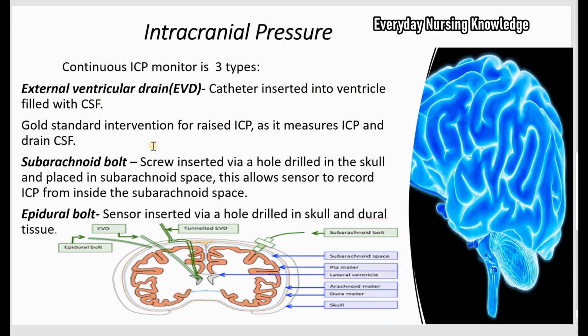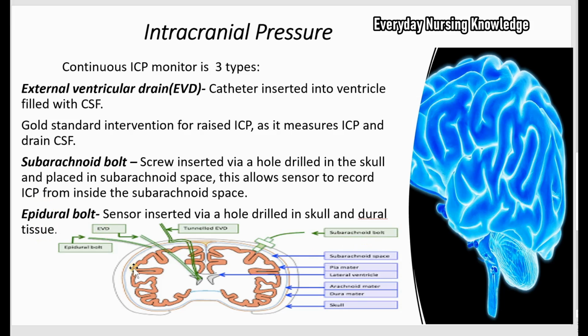It's a gold standard intervention for raised ICP because as it goes up, you can drain CSF and decrease the intracranial pressure. Now in the Bolt system, there are subarachnoid bolt and epidural bolt. In subarachnoid bolt, you can see the picture. A screw is inserted through a hole drilled in the skull and is placed in the subarachnoid space. There are sensors which sense or record the intracranial pressure from the subarachnoid space.